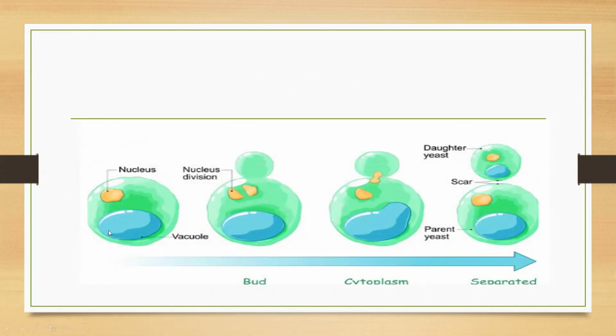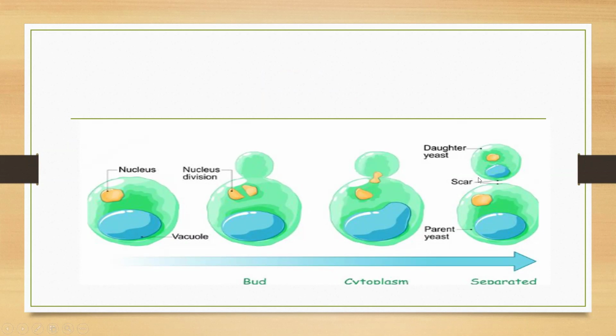This is the budding. Look at here. This is the nucleus. This is vacuole. This is yeast cell. Okay. First step, the nucleus splits. After this, the nucleus divides into two nuclei. Okay. One nucleus moves into a bud. This is the parent cell. This is the daughter cell. This nucleus transfers into the bud or baby cell.